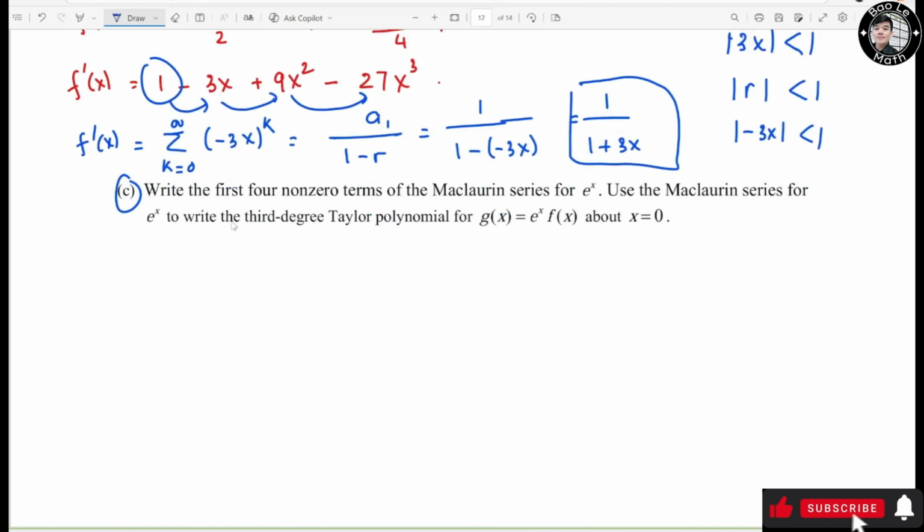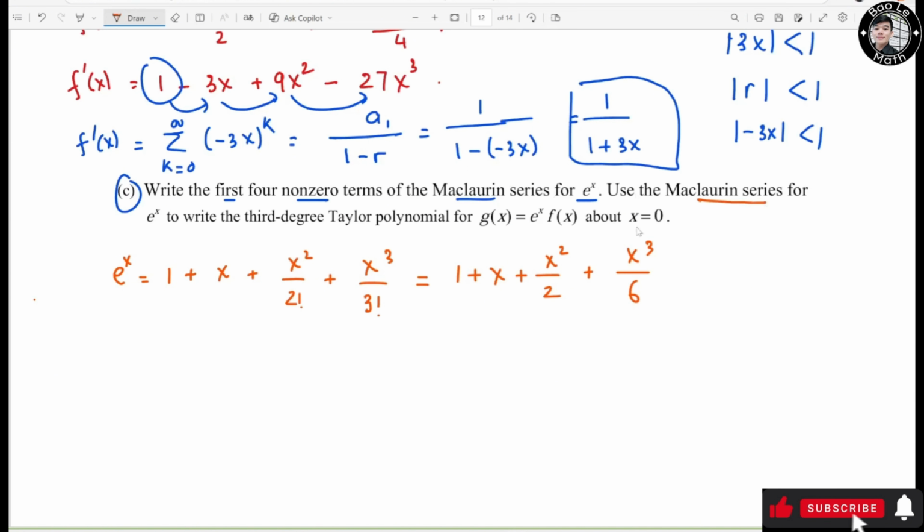Let's move on to the last question. Write the first four non-zero terms of the Maclaurin series for e to the s. Alright, so we have e to the s equals 1 plus s plus s squared over 2 factorial plus s cubed over 3 factorial, right? And this one is the first four non-zero terms, right? Now we're going to simplify this one. It's going to be 1 plus s plus s squared over 2 plus s cubed over 6, right?